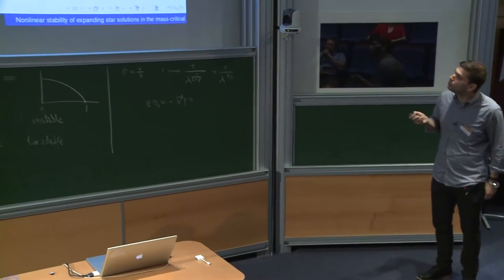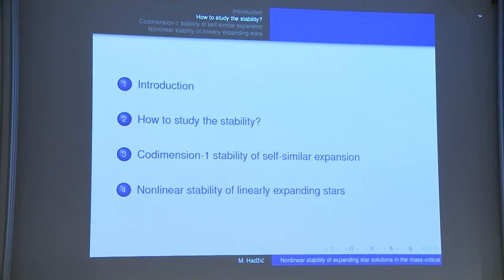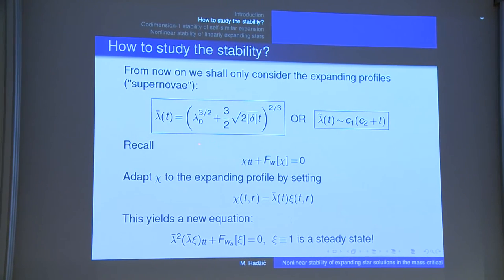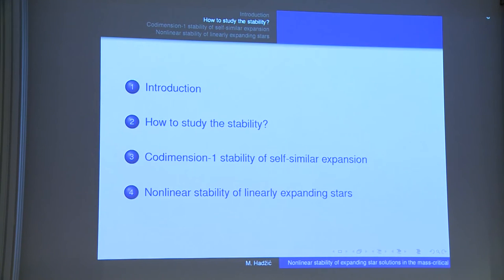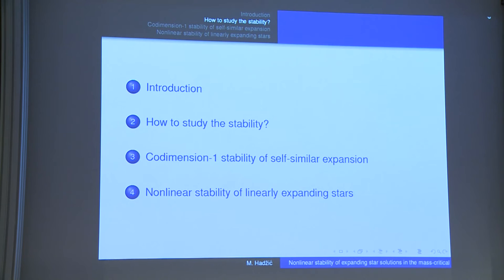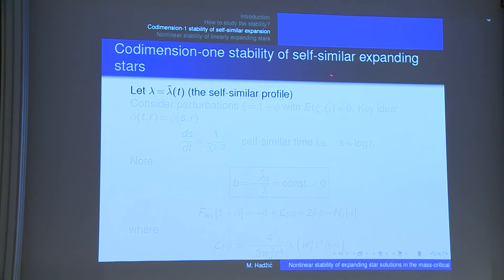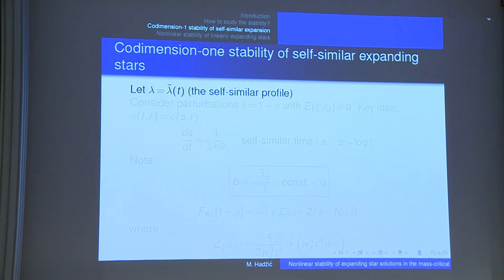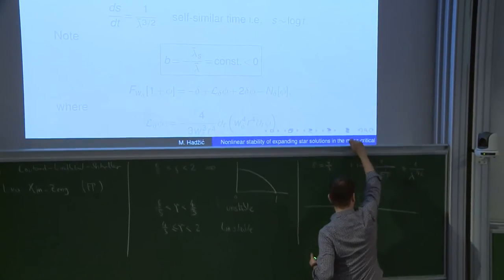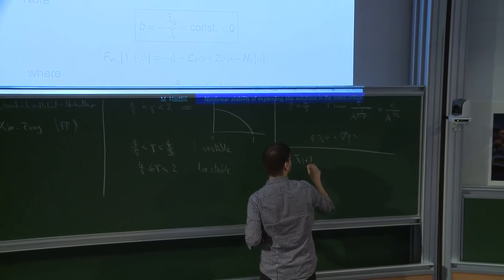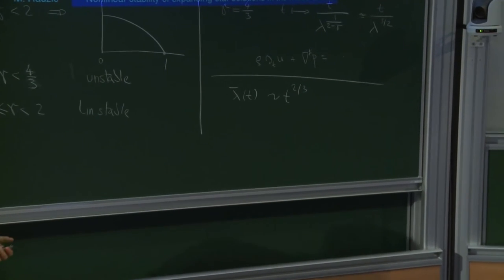Okay, so let's move on. Are there any questions about this? Is it absolutely clear what's going on? Okay. So let me tell you the basic structure that will allow you to understand the stability. Let's now focus purely on the self-similar profiles. So remember, let me write that down. Self-similar profile is something that expands like t to the 2/3. So this is the radius of the star.